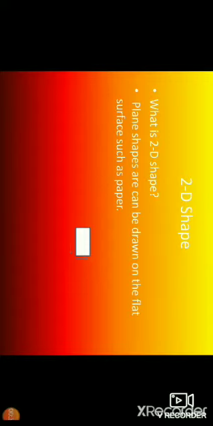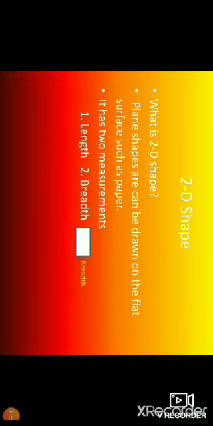So 2D shapes. What are 2D shapes? 2D shapes are nothing but plane shapes that can be drawn on a flat surface such as paper. A flat surface is called 2D shapes. 2D shapes have two measurements: one is length, the other is breadth.